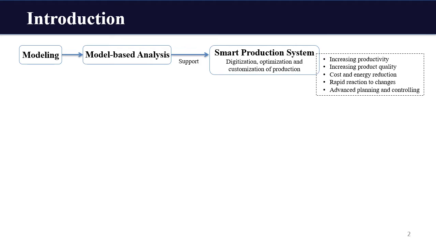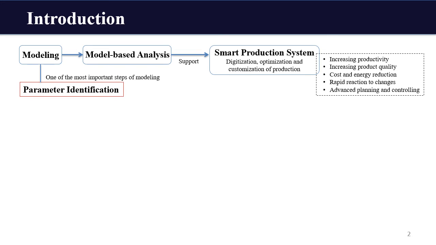kinds of objectives, such as increasing productivity, increasing the quality of production, allocating resources to reduce the total cost and energy, rapid reaction to change, advanced planning and controlling, and so on. Thus, modeling is essential to model-based analysis in smart production systems.